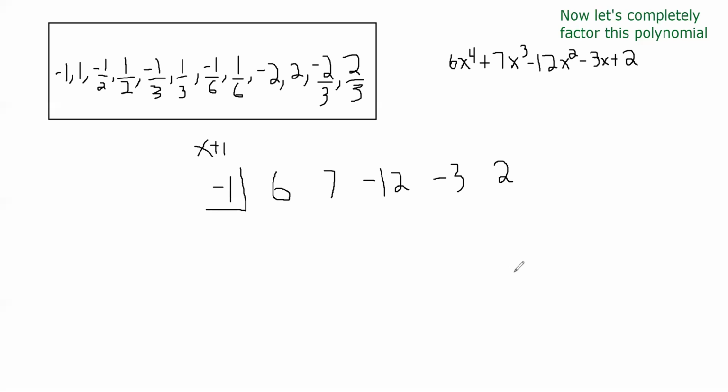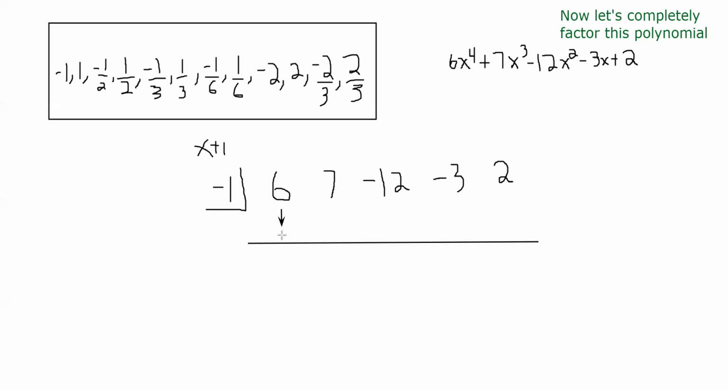If we don't end up with a remainder of 0, then -1 is not a root of the function, x plus 1 is not a factor, and we can actually just cross it off our list completely. So remember, these are not guaranteed to work. These are our best kind of list, or our best guess, a good starting point.